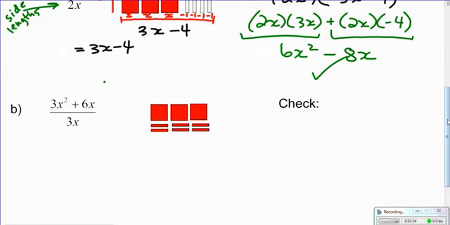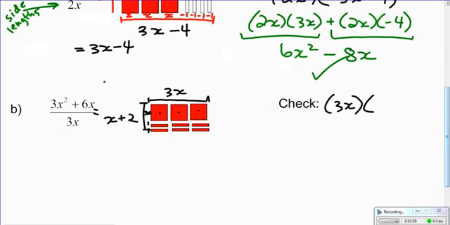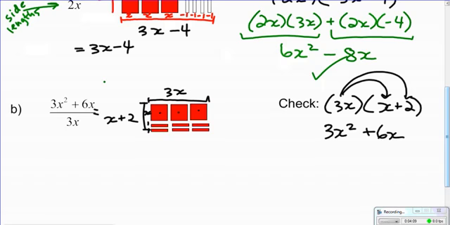Okay, so this is a length of 3x along this side, and we have an area of 3x squared, and 6 x's, so we need to find the other side length. So the other side length has a length of x, and a length of 1, and a length of 1. So together that makes x plus 2. So when we divide these, we get x plus 2. The way that we check it is to multiply the side lengths. So 3x times x plus 2. So 3x times x gives us 3x squared, 3x times 2 plus 6x. That's what we started with. We're good to go.